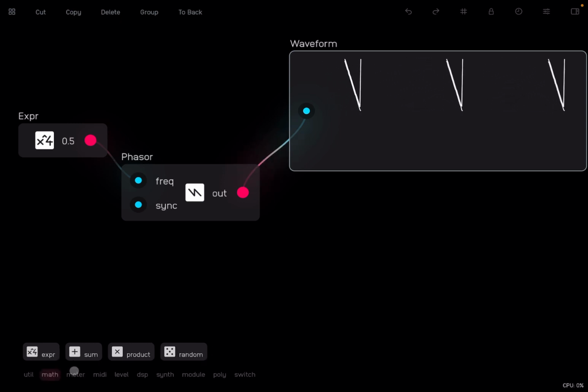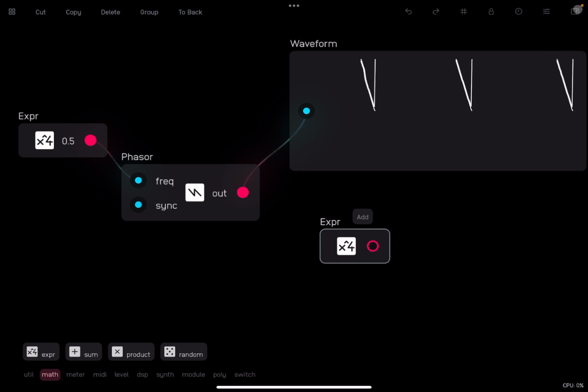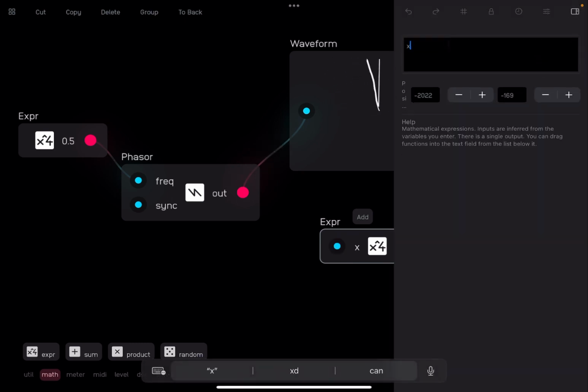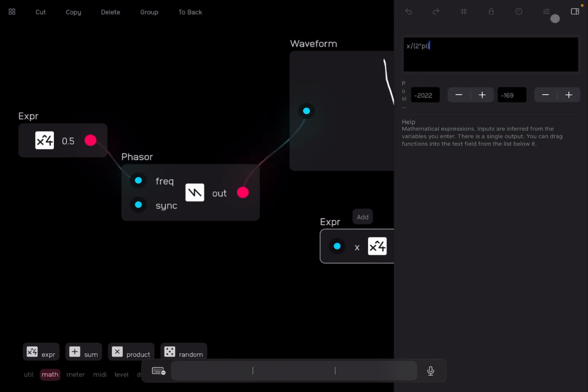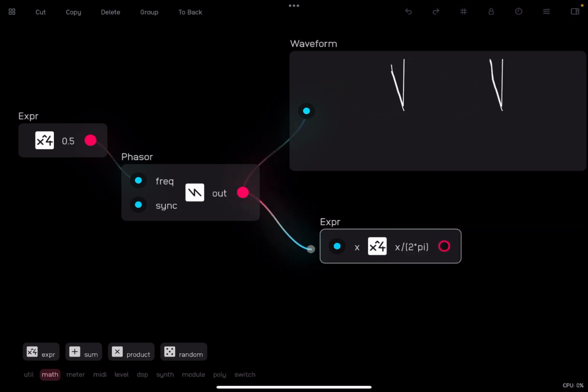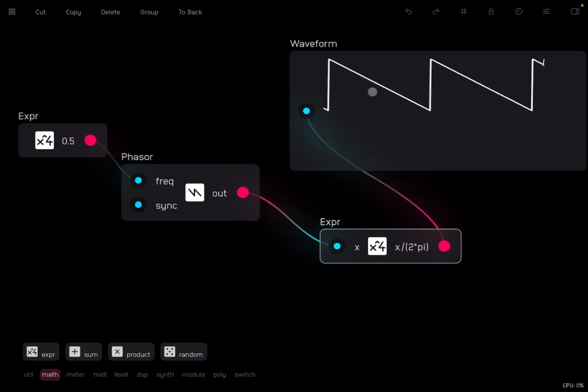So again, to solve that problem, drag an expression node, go to the expression node and write a formula as before, x divided by 2 times pi, like so. And do the relative connection, like so. And there you are. So it goes from 0 to 1.